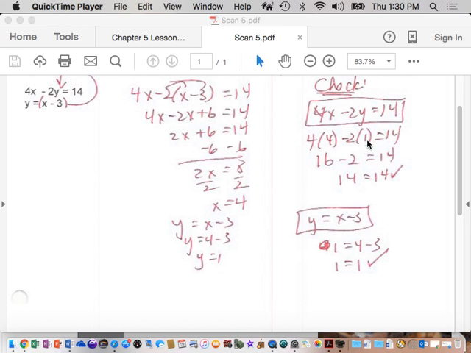4 times 4 is 16, 2 times 1 is 2, 16 minus 2 is 14. Yeah, 14 equals 14. Here, the y is 1, so I put a 1 in, and the x is 4. 4 minus 3 is 1, 1 is 1, yes, check, and I end up with the correct solution. Okay? Are there any questions about this one?